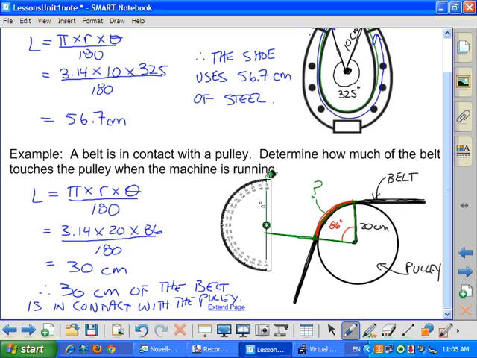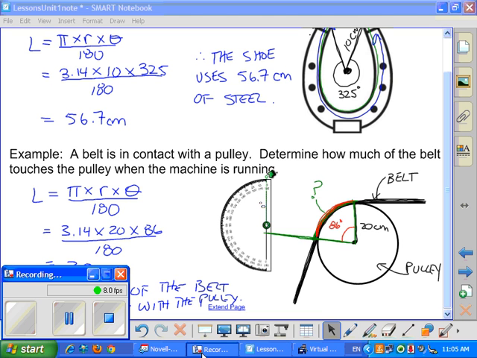Can't seem to spell pulley. There we go. All right. So that gives you an idea of how you're going to use arc length. So we'll deal with any questions you have when you come and see me.